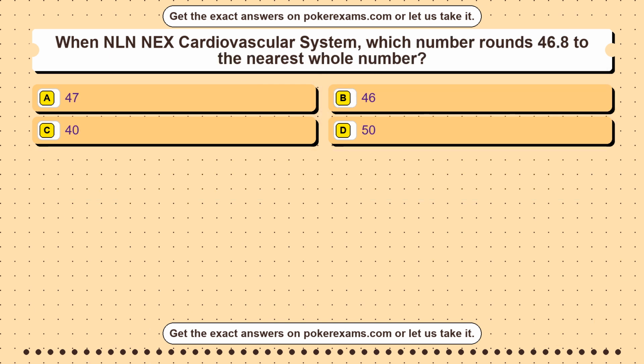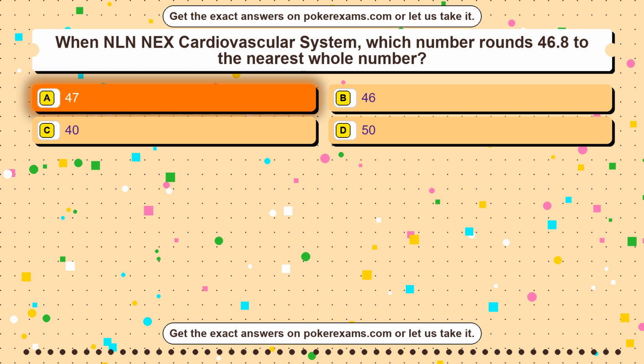Question 49. When her C2 biology review, which tissue type covers body surfaces? Option A, epithelial. Option B, muscle. Option C, nervous. Option D, connective. The correct answer is option A.